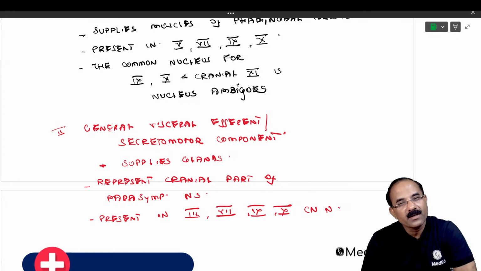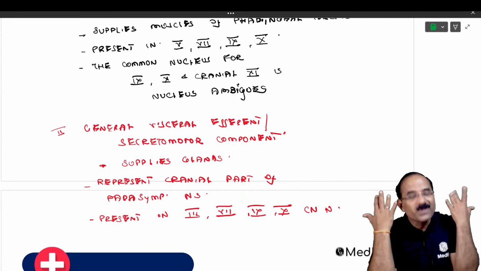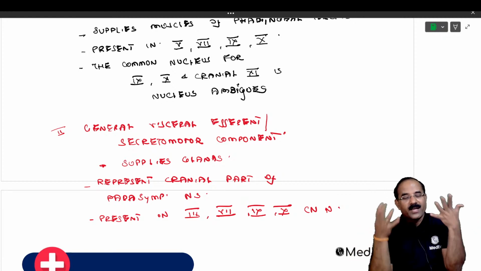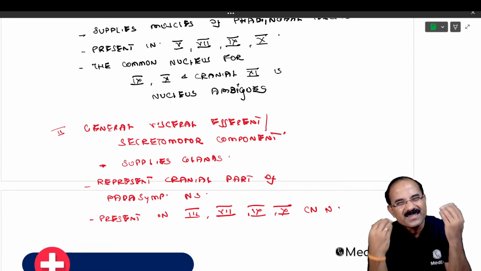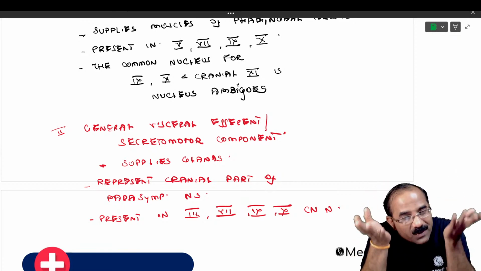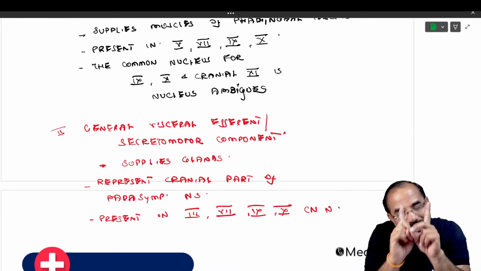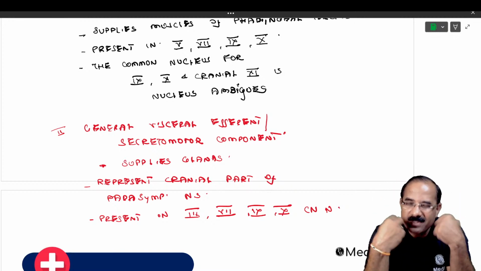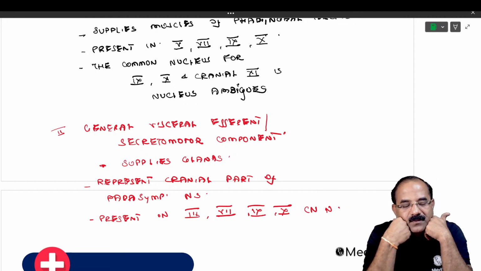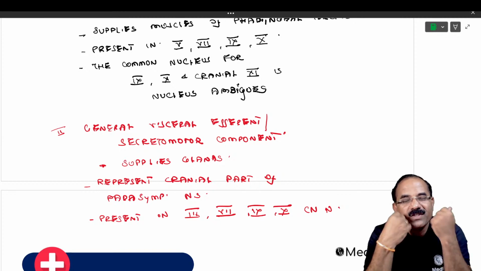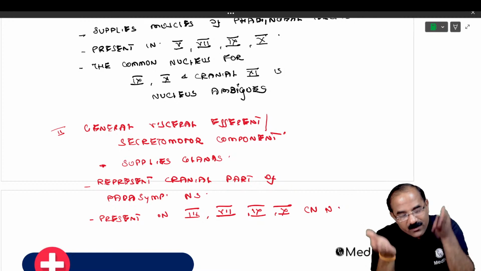Now what will this component do? This component supplies the gland, children. So if any nerve has to supply a gland, it should have this component in its nucleus. Now you know which are the cranial nerves which supply the gland. Seventh nerve supplies all the glands except parotid. Ninth nerve supplies the parotid. 10th nerve supplies the glands of GIT. So this component will be present in which nerves? 7th, 9th and 10th. But we take the third nerve here.